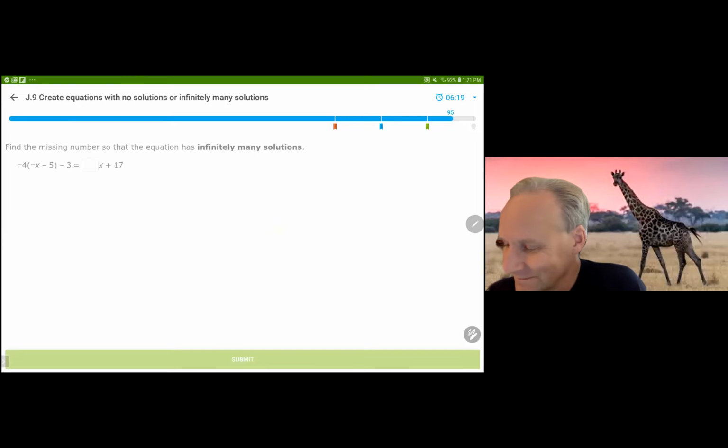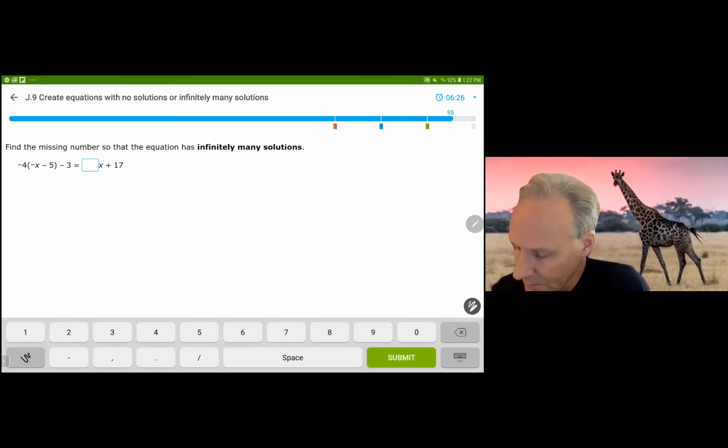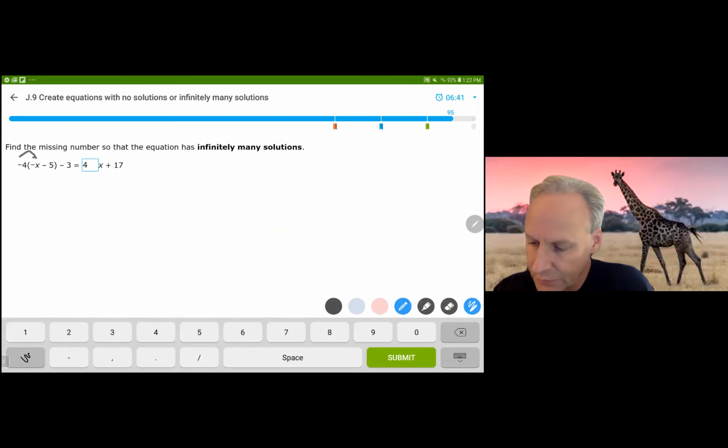Almost done. And in this one, we have a negative 4 times a negative x, which is a positive 4x. And we have a 20 minus 3, which is 17. That will make them equal, and it will be an identity, because this negative 4 gets multiplied by both of these, and you end up with 4x plus 20 minus 3 equals 4x plus 17.